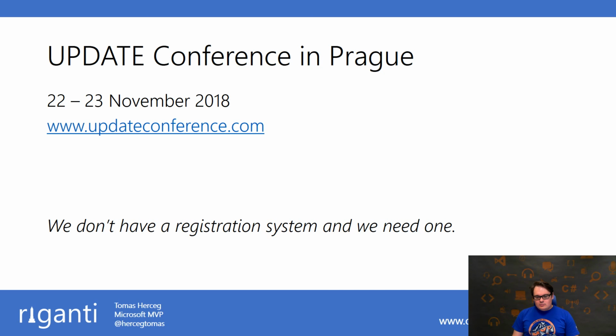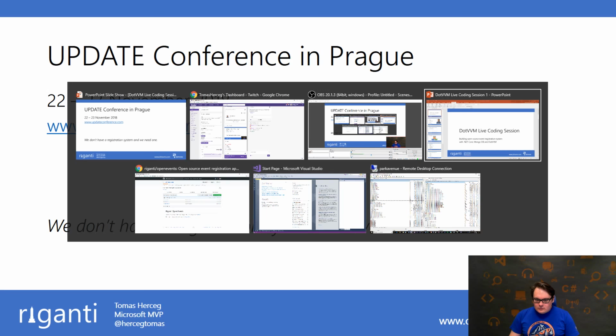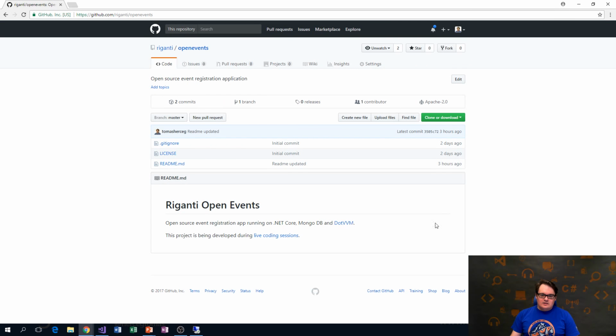So we have decided to build a registration system, and because I love doing open source, I will publish the core of this system as an open source project on GitHub. I have the GitHub page open somewhere here. I will post the link in the presentation and in the chat. So the repo is located at github.com/riganti/open-events. And I will use .NET Core.